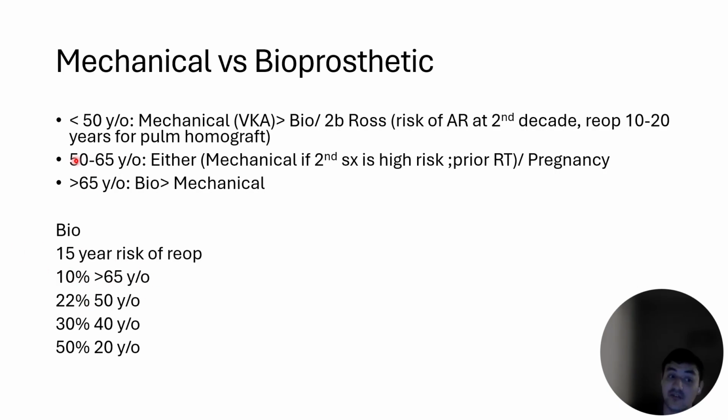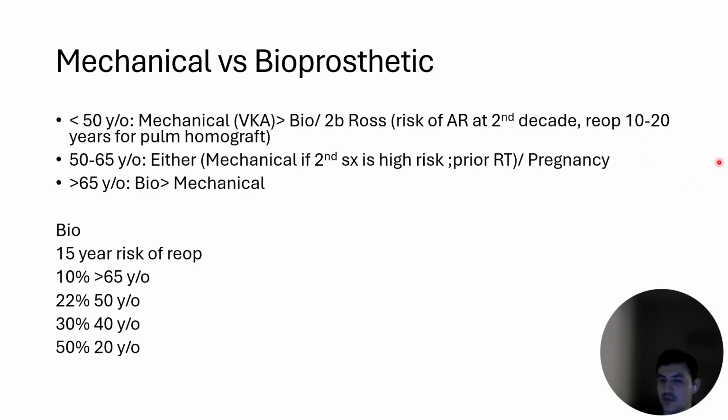Now, when the patient is 50 to 65 years old, it's either mechanical or bioprosthetic, according to the patient. Mechanical, if the patient has a secondary surgery, for example, undergoing a CABG for multiple vessel disease, you may use mechanical. If the patient has a prior radiation therapy, you may use mechanical. Usually bioprosthetic doesn't do well in those situations.